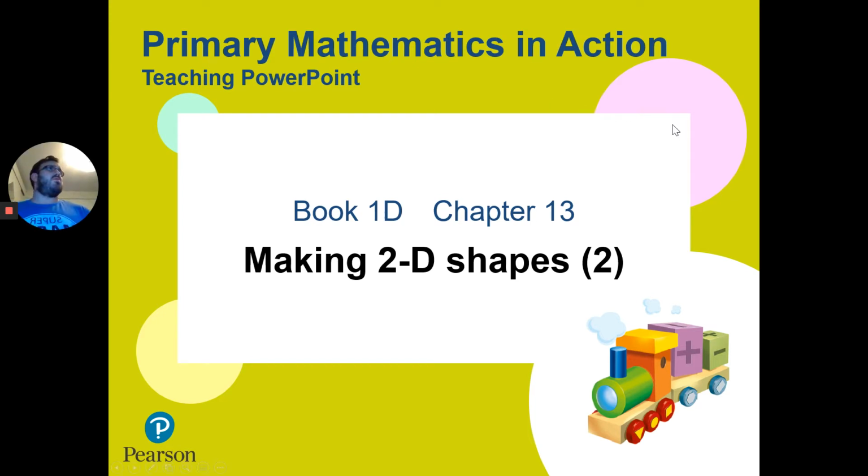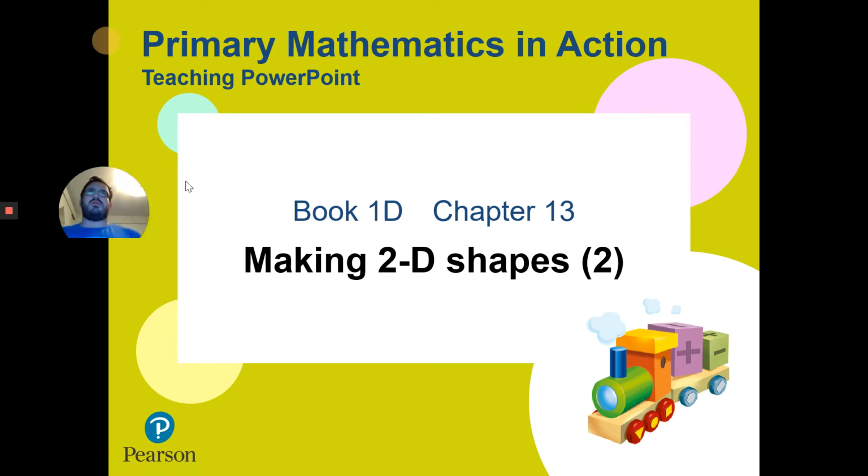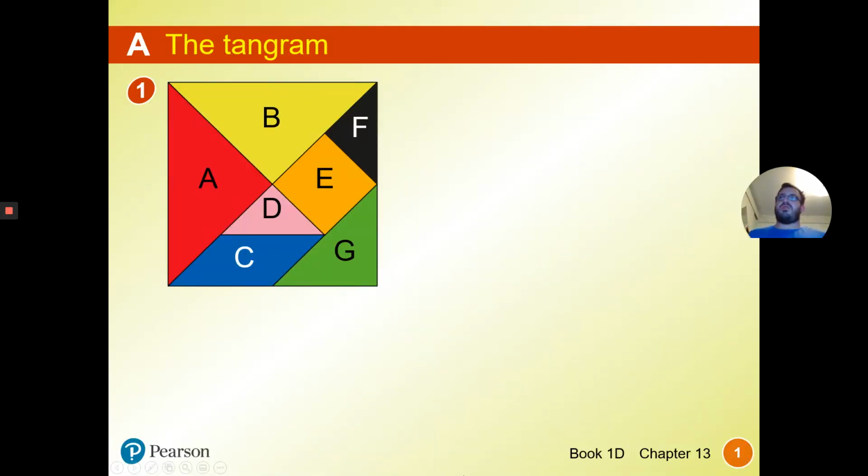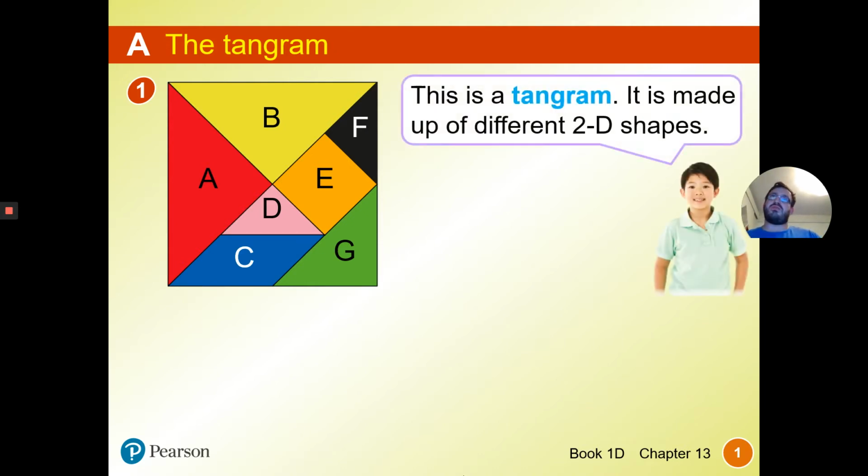Let's just move this over. Okay, so we're looking at making 2D shapes. So first of all, we've got a tangram. So this is a tangram. It's made up of different 2D shapes.